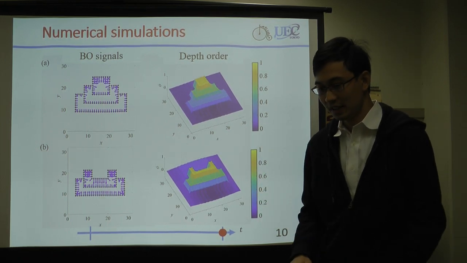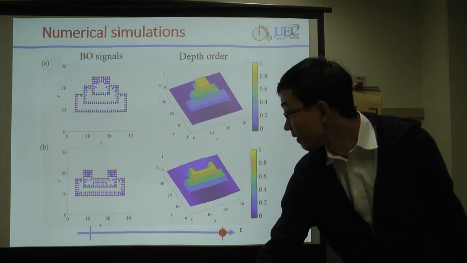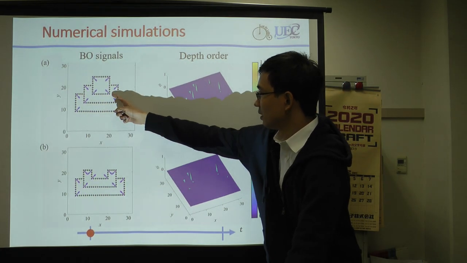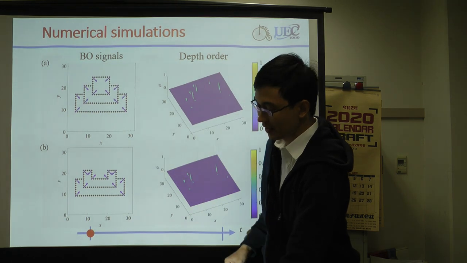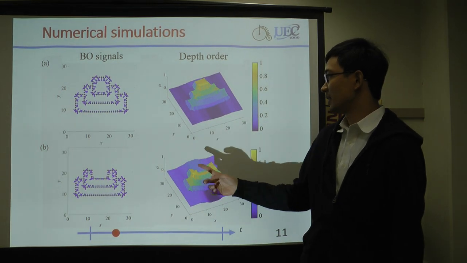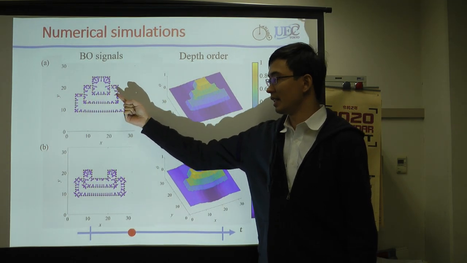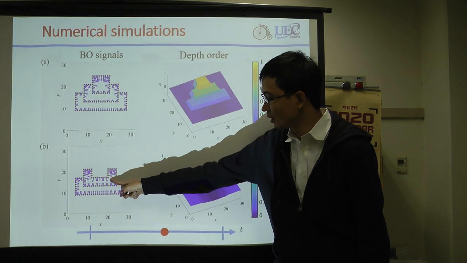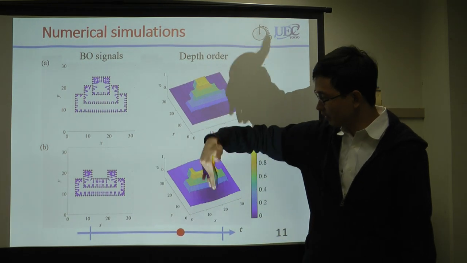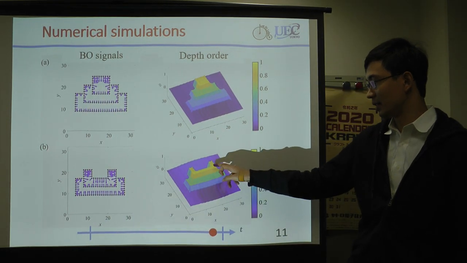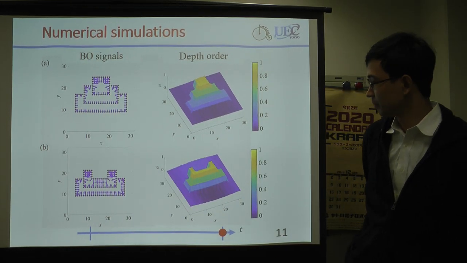Now let me run that one more time. First of all, these two vectors point in the same direction, but if you run that, in the first example these vectors remain in the same direction. However, in the second example, the vector will realign itself. It will turn around and face this side, which is the side of the occluding object.